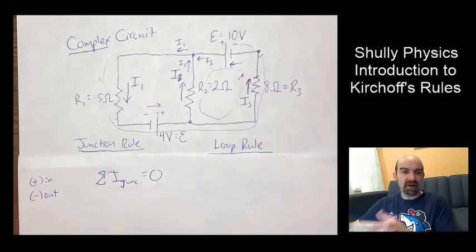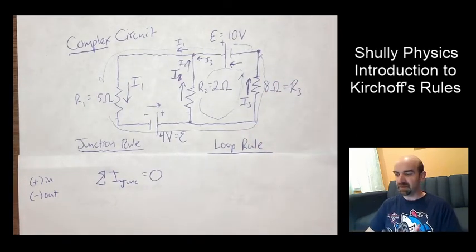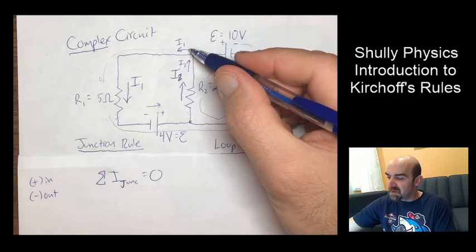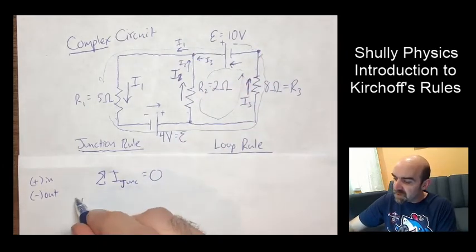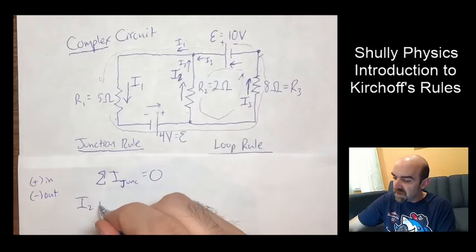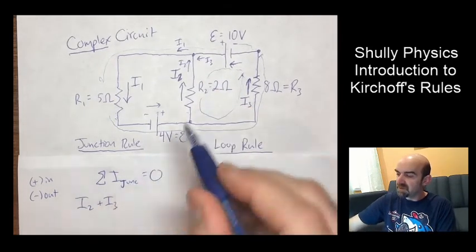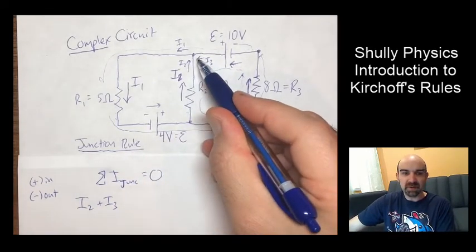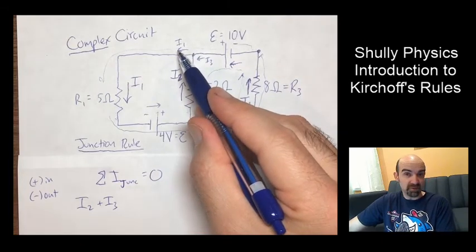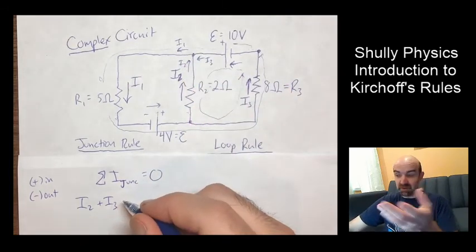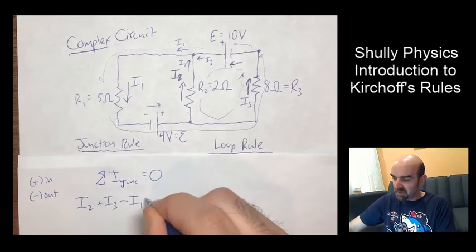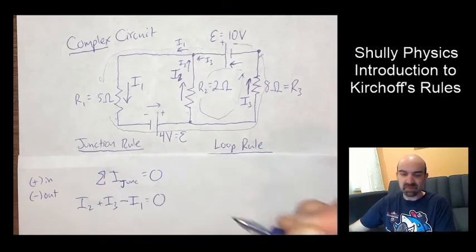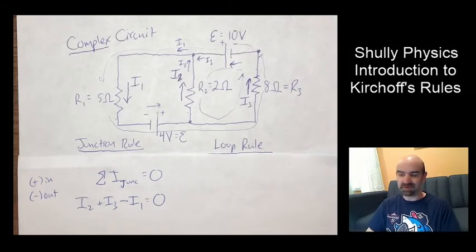All right. So whenever I have a positive current, that means the flow is going in. So if I start looking at these, I've got I2 plus I3 flowing in to that junction. And I1 is current flowing out. So that means the charge is going to go away. So I'll use a negative for that. And that's it. That's the junction rule.